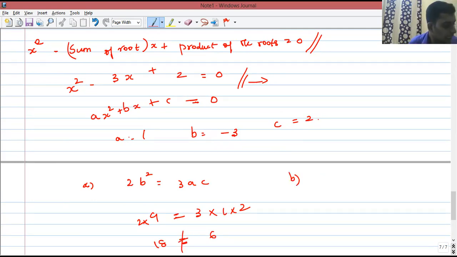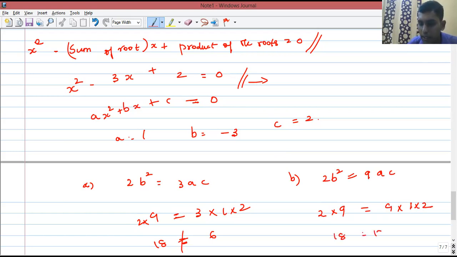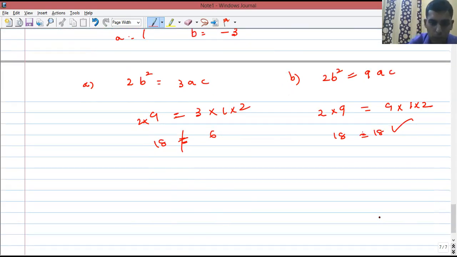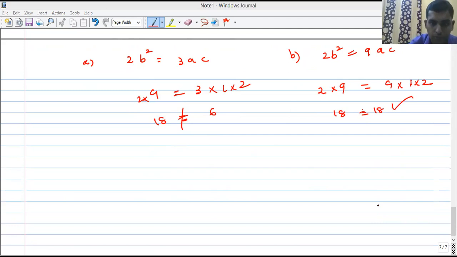Then the second option is 2b square is equal to 9ac. Whether this condition is satisfying or not, you have to just see. 2 into 9 once again is equal to 9 into a is 1 into 2. 18 is equal to 18. This condition is getting satisfied. So your answer is 2b square is equal to 9ac. Just conclude the answer this way. This is how you have to solve.